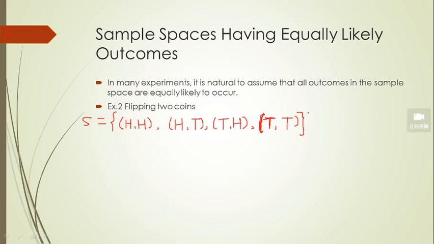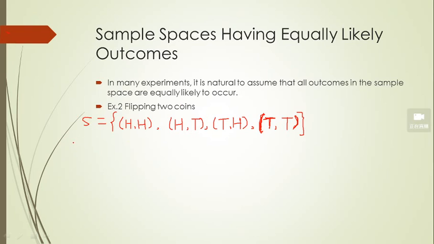So what does equally likely outcomes mean? It means each outcome in the sample space has the same chance, so the probability of each outcome occurring will be 1/4. The probability you get double head is 1/4. The probability you get head and tail, 1/4. The probability you get tail and head, 1/4. The probability of double tails is 1/4. That is what equally likely outcomes means. So it's pretty easy, right?